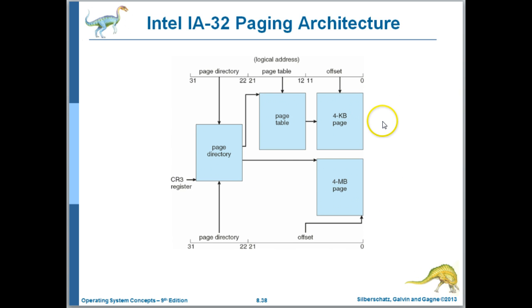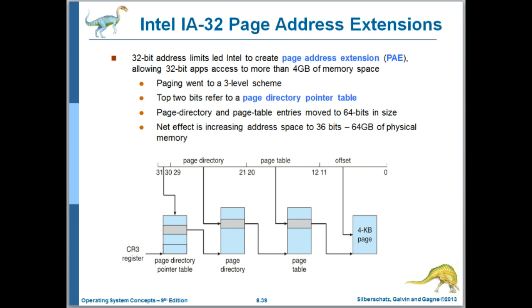Otherwise, if the page is 4K, then these 10 bits are the offset into the inner page table entry, or the inner page table. And of course, the page directory field, here is the offset into this page directory, and the entries give the base addresses of the page tables. I'm going to skip page address extensions. I suspect you've seen enough complexity for now.